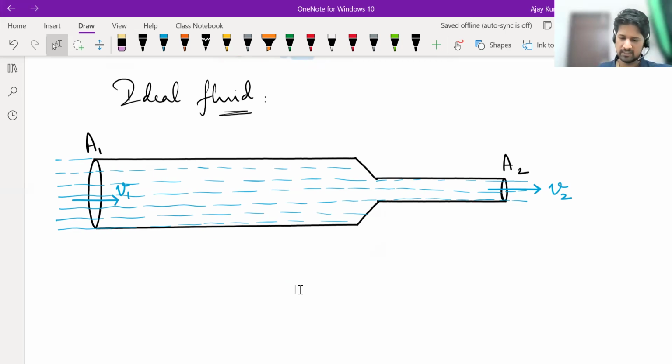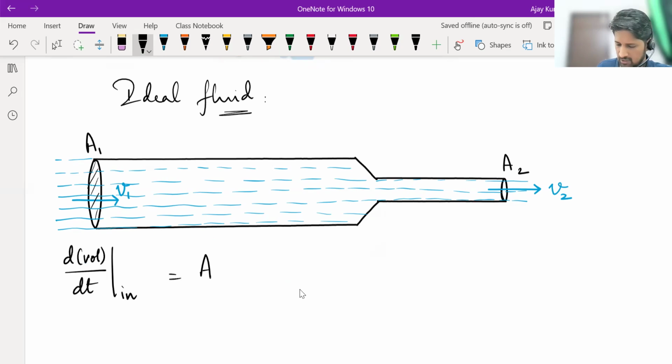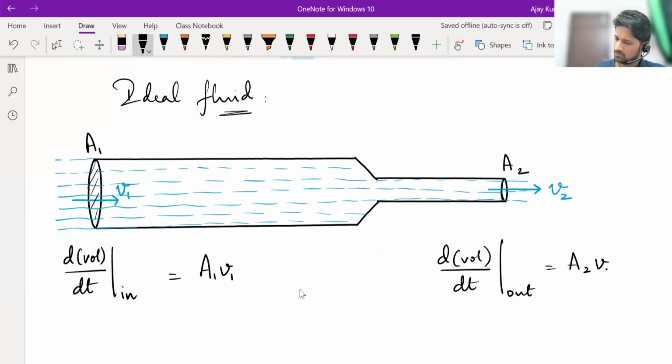Okay, so suppose it is an incompressible fluid. Through the cross section A1, if the speed of flow is V1, then you can say the rate at which volume flows into this tube is A1 multiplied by V1. That's the rate of flow of volume into this part of the pipe. Then on the other side, where the area of cross section is narrow, the area is A2 and the speed is V2. Then the rate of flow of volume out of this part of the tube, the rate of outflow, is A2 V2.